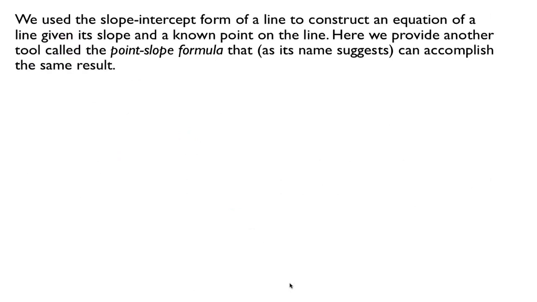Okay, so we used the slope-intercept form of a line to construct an equation of a line given the slope and a known point of the line. But we can also use another equation called the point-slope formula, which, if we know a point and a slope, we can also use to find the equation.